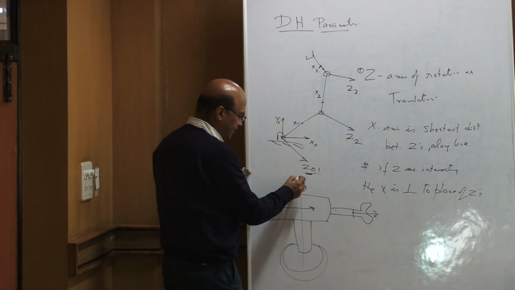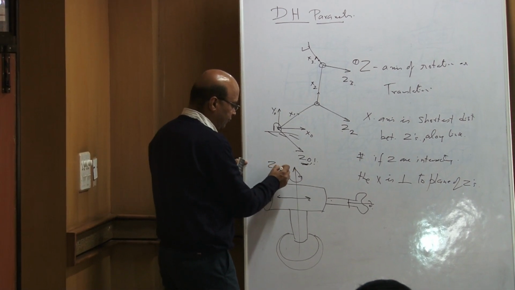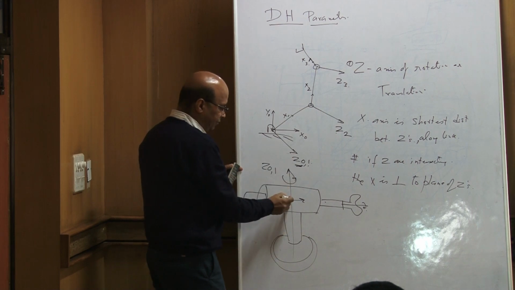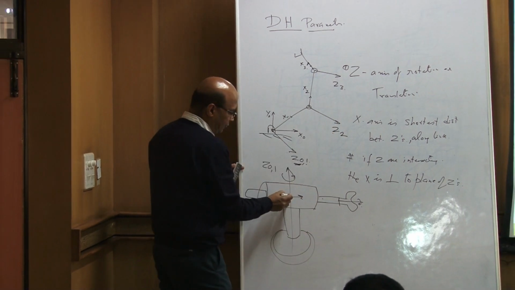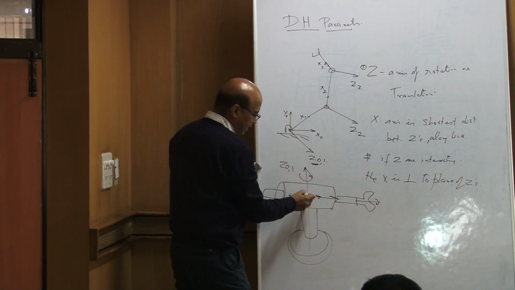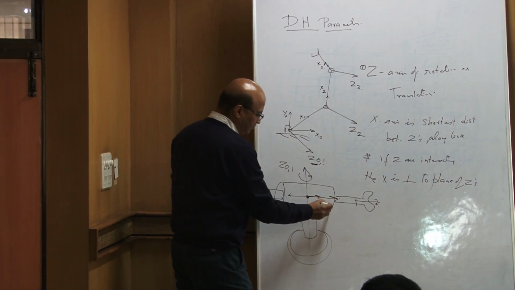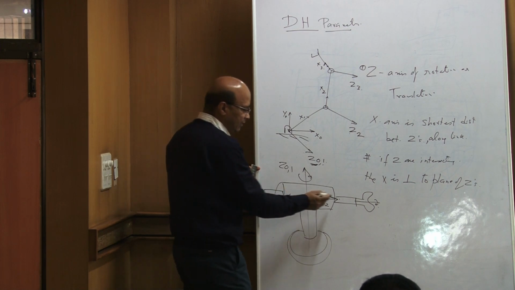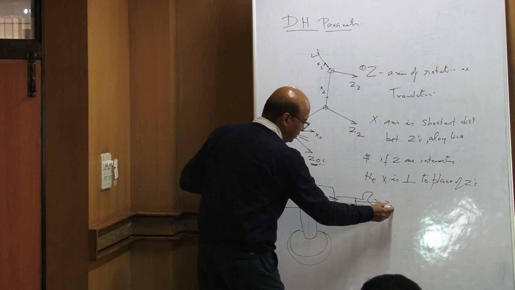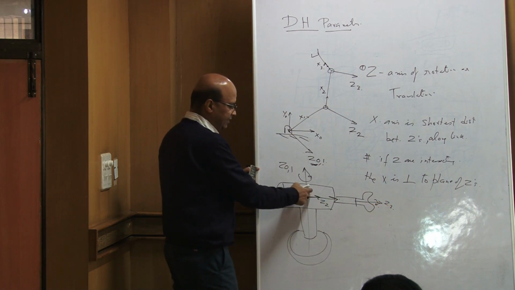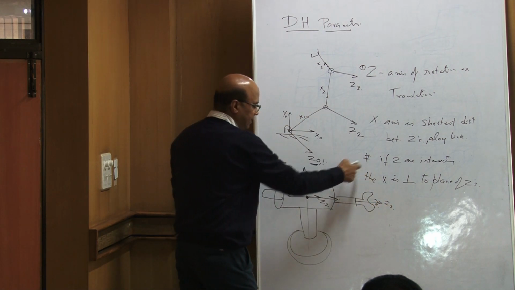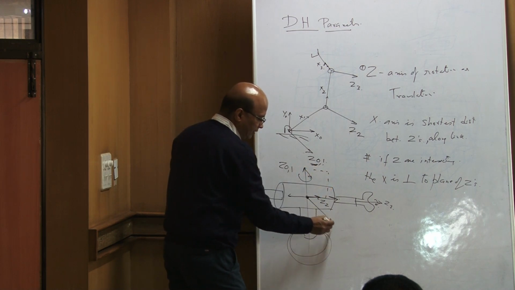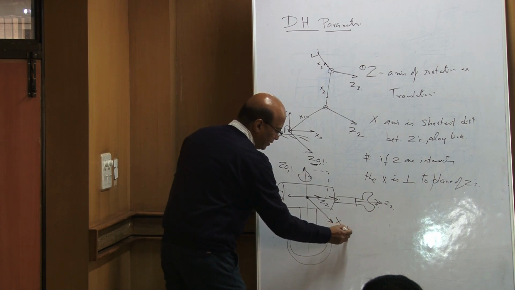So if I put my Z, Z0 and Z1 can come here, axis of rotation is fine. So this is my axis of rotation. But the second fellow is axis of translation, so it is like this, and they are intersecting here. So this is my Z2. So now the Z1 and the Z2 are intersecting. Okay, and this is my Z3, axis of rotation again. So in this case, this and this are intersecting. So the second rule says that if the z's are intersecting, then the x should be perpendicular to the plane containing the z's. So I can put x0, x1, and x2 there.